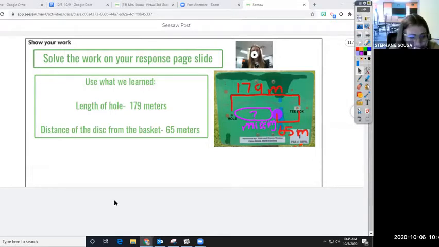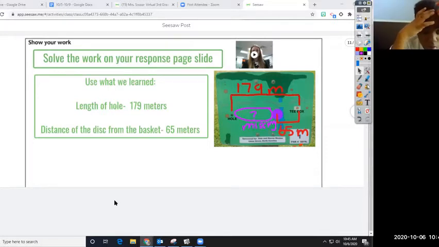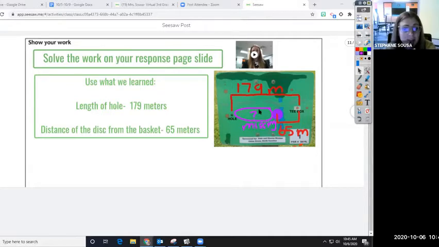Terrence. What are we supposed to be adding? I don't even know if you are adding. You are solving this problem. How far, our question was, how far did he throw the disc? So we can see that he threw the disc this far. We don't know how long that is, but we do know that he only has 65 meters left. That's what you are figuring out.